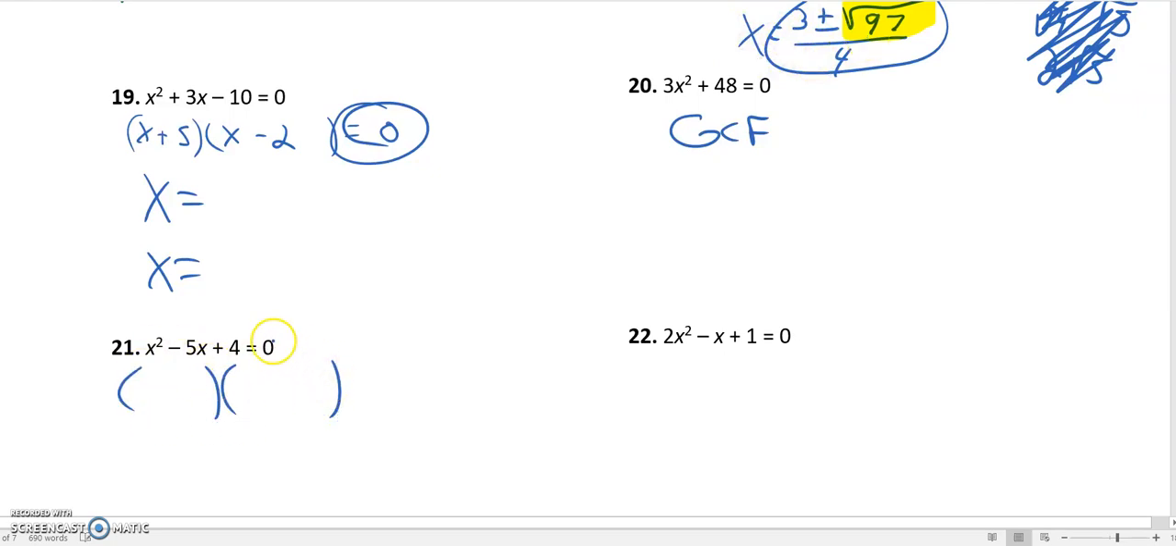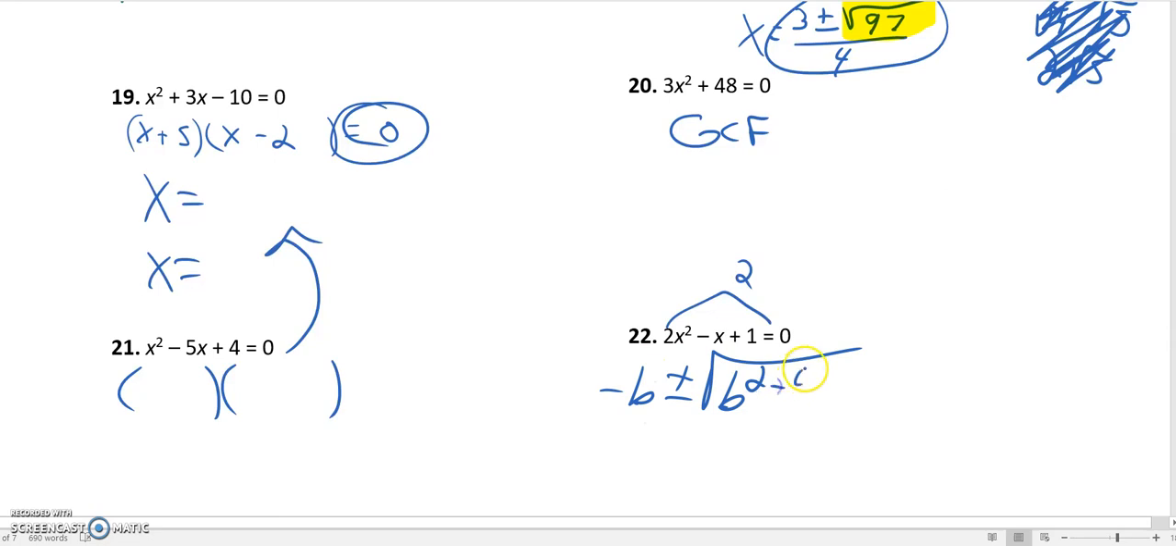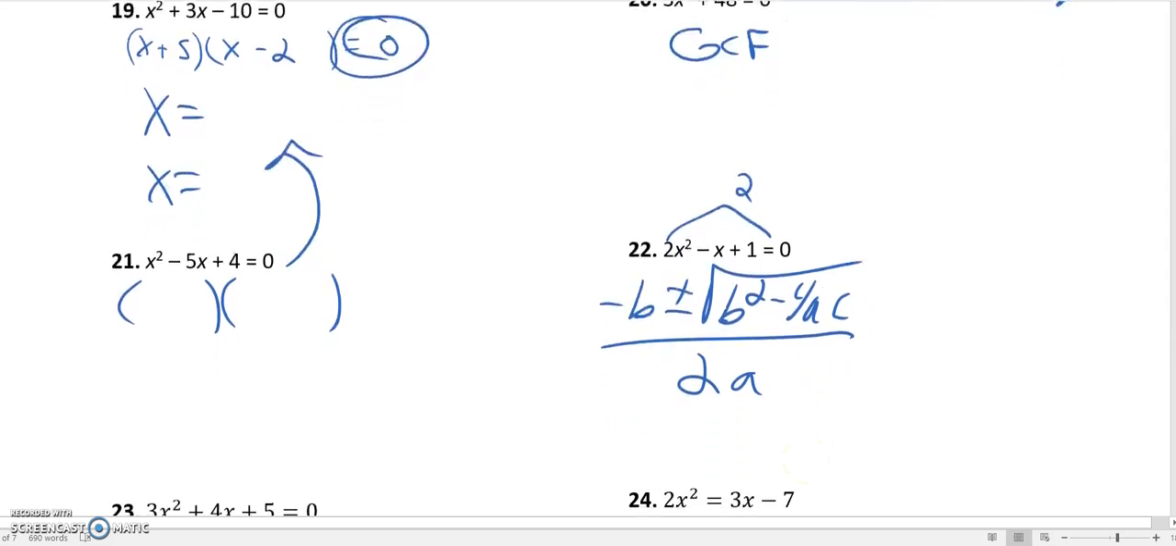This one, same idea as up here. This one, you could try the AC method, but we talked about this in class. It's not going anywhere. So you are going to want to do the opposite of b plus or minus the square root of b squared minus 4ac all over 2a. Scrolling down, I think there's 2 more down below.